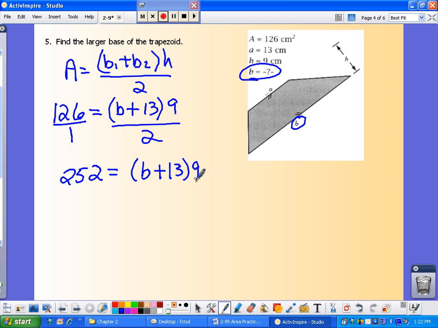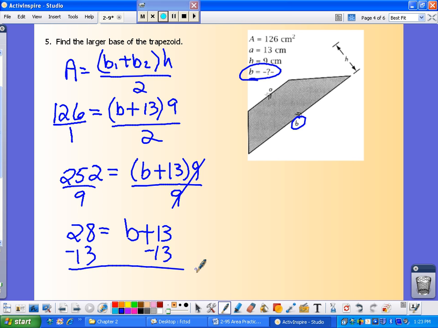Now you could multiply the 9 through if you wanted to, or if it's 9 times all this, maybe we could just get rid of that 9. So divide by 9, and I'm going to divide this by 9. So 252 divided by 9, I get 28 equals B plus 13. So subtract 13 then. Subtracting 13, B is going to be 15. Voila. Okay, next.